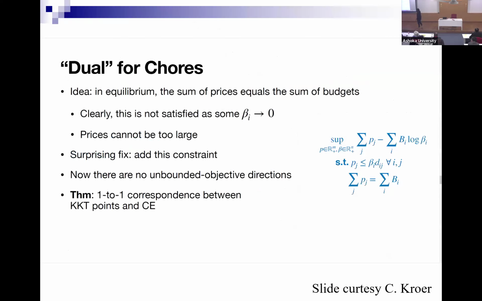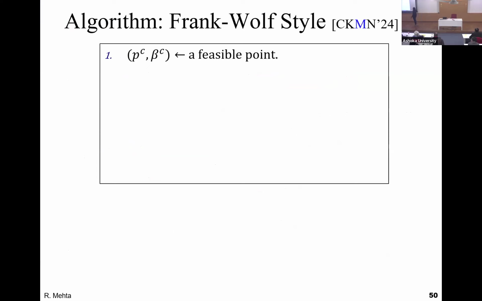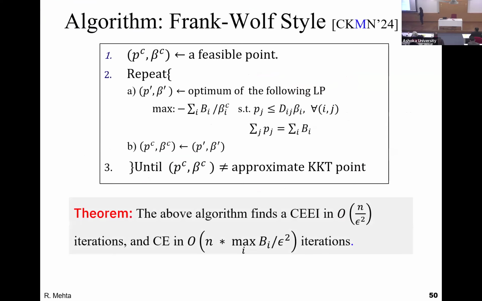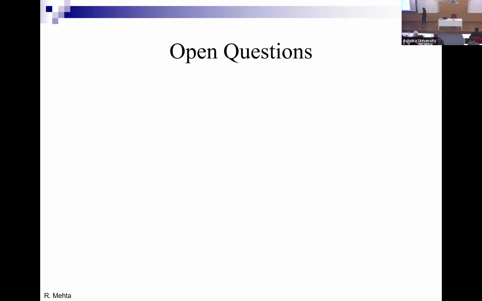But we show that you add this extra constraint, that the sum of the prices is going to be the sum of the budgets, and that has to be satisfied when supply equals demand. Everything is taken care of. All the zeros are taken care of. It cuts your feasible space in a way that all the zeros go away. And then you are only after local optima. And using this, we give a Frank-Wolfe style algorithm and a better running time.